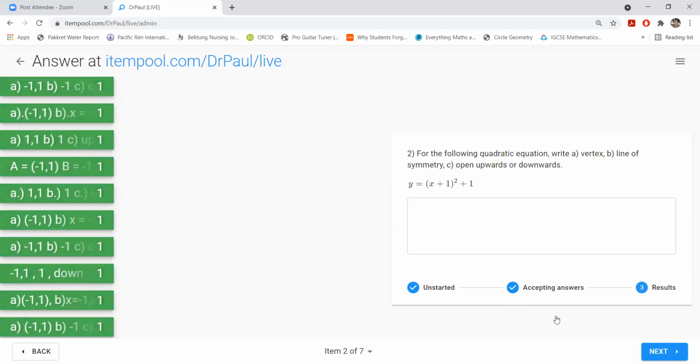So minus 1, 1. Yeah, so some of you are starting to get this right. So minus 1, 1 is the vertex. So it's always the opposite. The h is always the opposite of this sign.